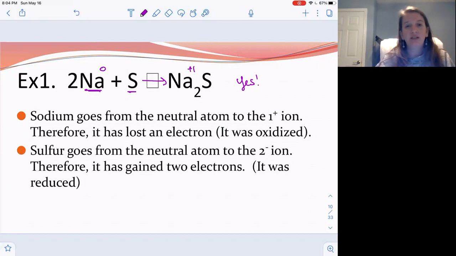So that means it's losing electrons because it's getting more positive. So we say that it's oxidized. The sodium is oxidized because it lost electrons. Whereas the sulfur is going from a neutral atom to a -2. So it's gaining electrons because it's getting more negative. So the sulfur was reduced. Okay?